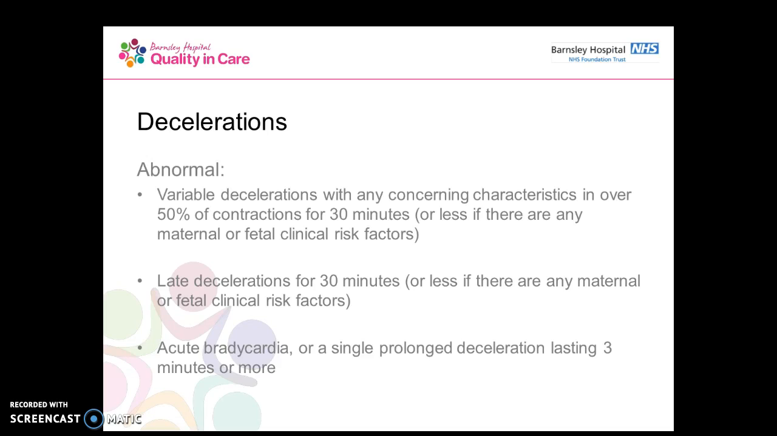Late decelerations for 30 minutes or more are classed as abnormal, but you could reduce that timescale again if you've got any maternal or fetal clinical risk factors for hypoxia. And an acute bradycardia or a single prolonged deceleration lasting 3 minutes or more is also classed as an abnormal feature.